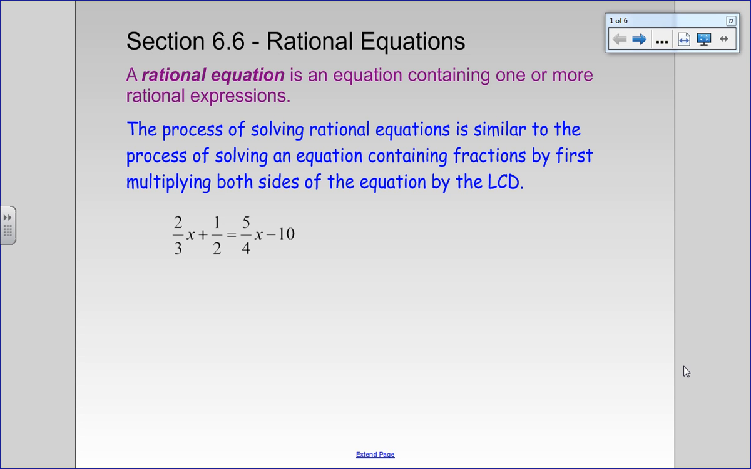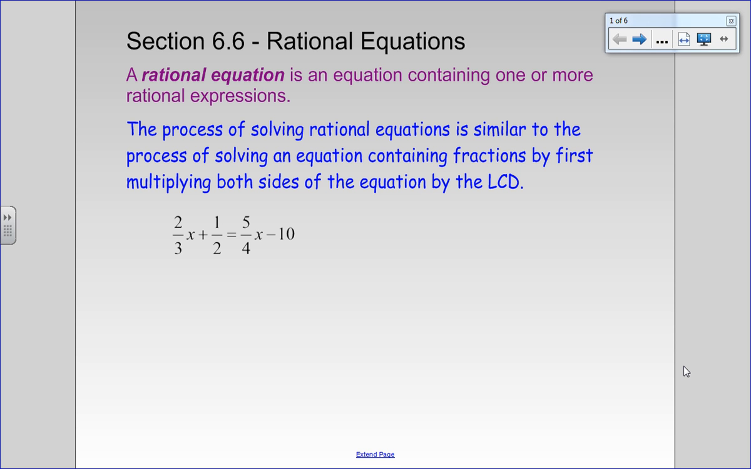Section 6.6 of your textbook covers the topic of rational equations. A rational equation is an equation containing one or more rational expressions. And the process of solving rational equations is very similar to the process of solving an equation containing fractions by first multiplying both sides by the least common denominator. Let's review this process using the equation shown on the slide.